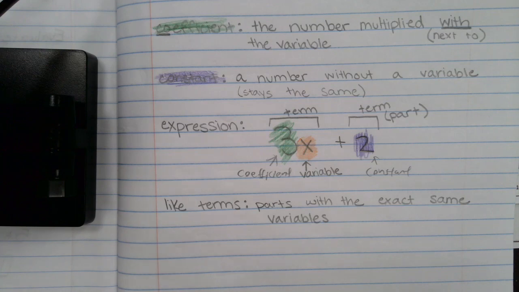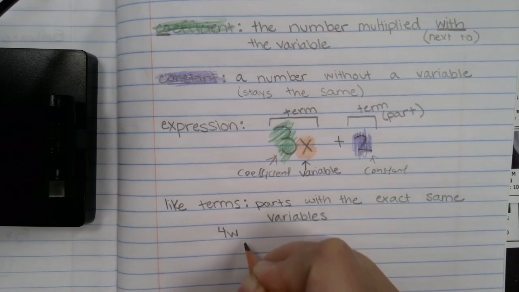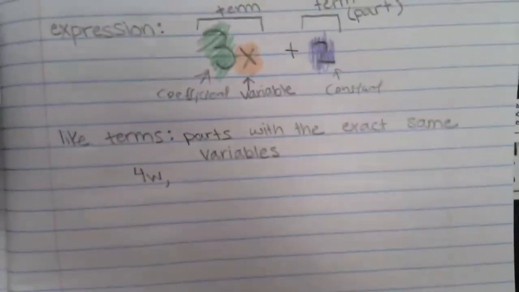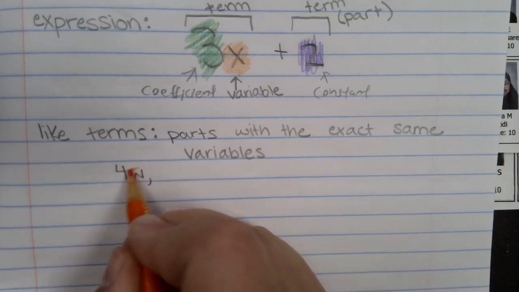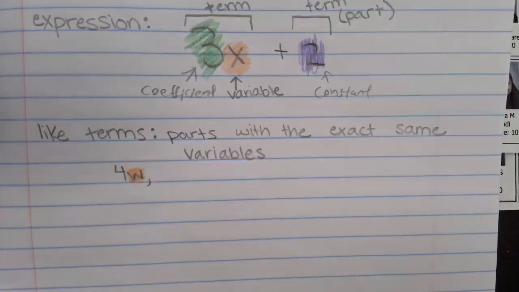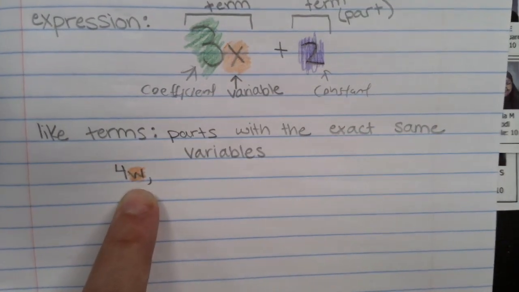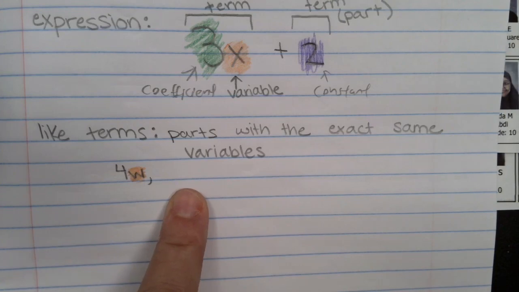All right, so for example, if I have a 4W, I want something with the exact same variable. So this one, I have that W is my variable. I'm going to use the same color I used earlier for variable, which was orange. Use your color if you want. Who's got a like term that would be with 4W? Another term that has that W.